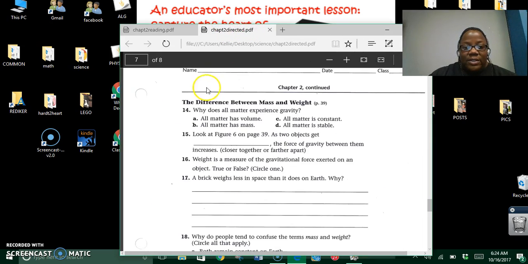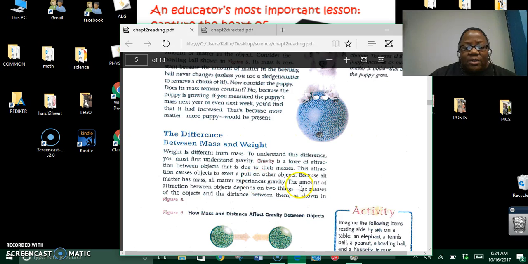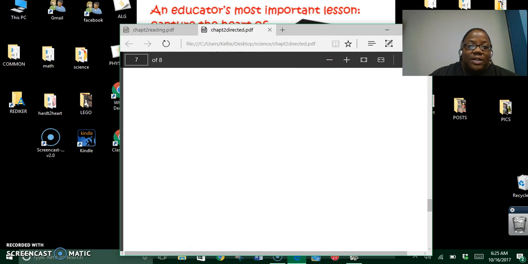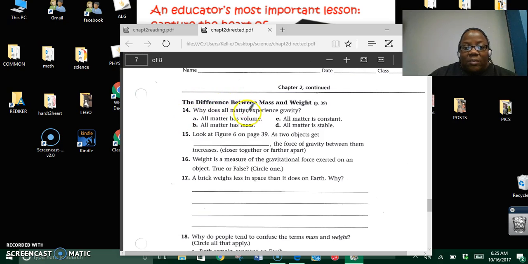So I think we can answer our question now. Number 14, why does all matter experience gravity? Does all matter have volume, or does all matter have mass? Is all matter constant, or is all matter stable? Let's go back to the first part of the paragraph. Weight is different from mass. To understand this difference, you must first understand gravity. Gravity is a force of attraction between objects that is due to their masses. The attraction causes objects to exert a pull on other objects. Because all matter has mass, all matter experiences gravity. Ding! I think we just answered our question. So for this one, why does all matter experience gravity? Ding! All matter has mass.